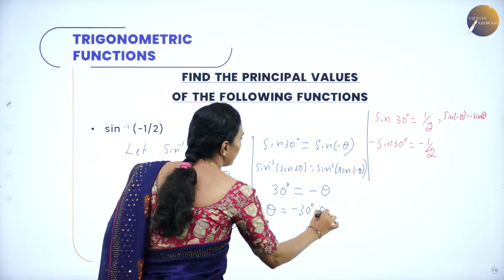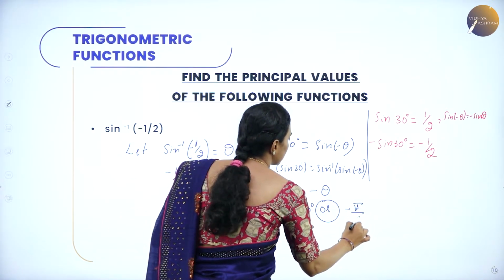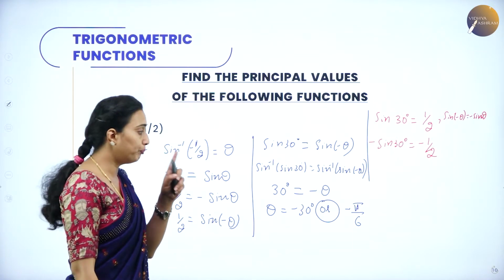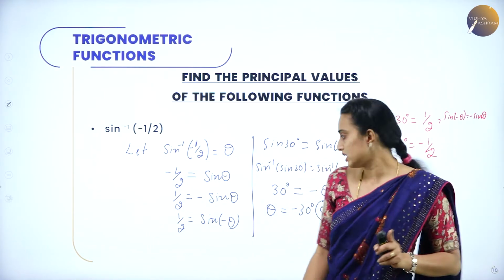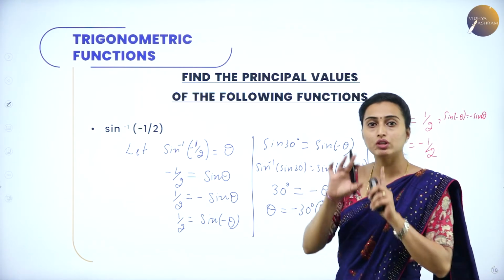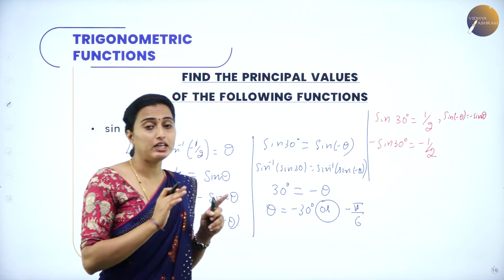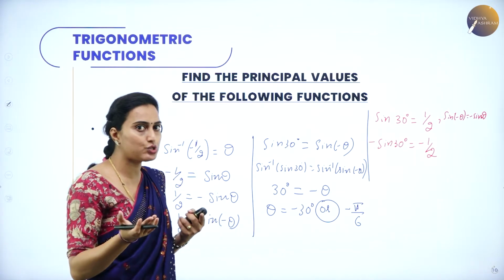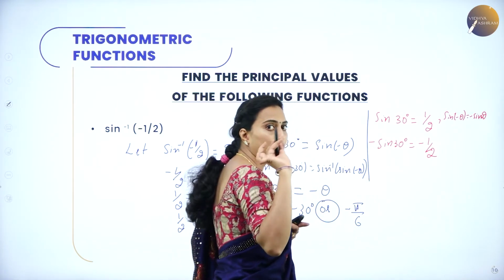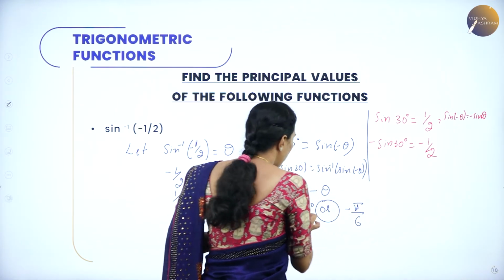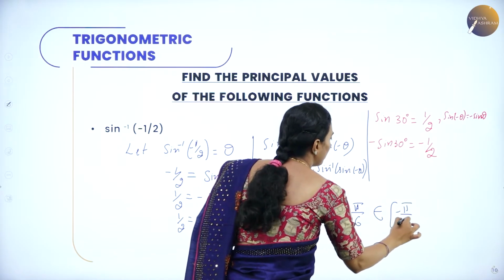Minus 30 degree can be written in radian as minus pi by 6. Correct na? Please, dear students, observe whether this radian or degree value belongs to the interval, the principal value branch of the sine inverse function. What is the principal value range? The principal value range of the sine inverse function is minus pi by 2 to pi by 2. Therefore, minus 30 degree belongs to minus pi by 2 to pi by 2.